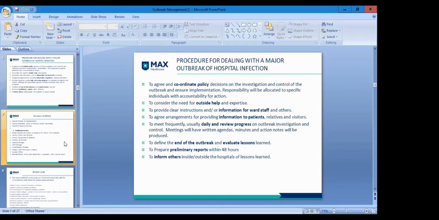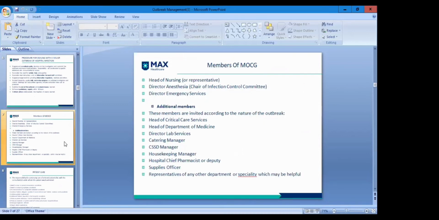Now, coming to the members: who should be the members of this major outbreak control group? Usually the head of nursing, the chair of the infection control committee. In my case, it is the medical director heading the unit, and also the director of emergency services. In my case, because most of the footfall in COVID areas usually lands up in the triaging area or the emergency wards, since patients becoming sick land up in that area. So these are the important members.